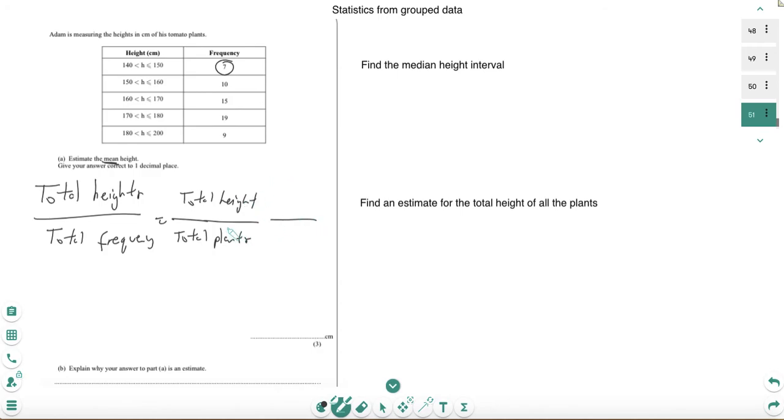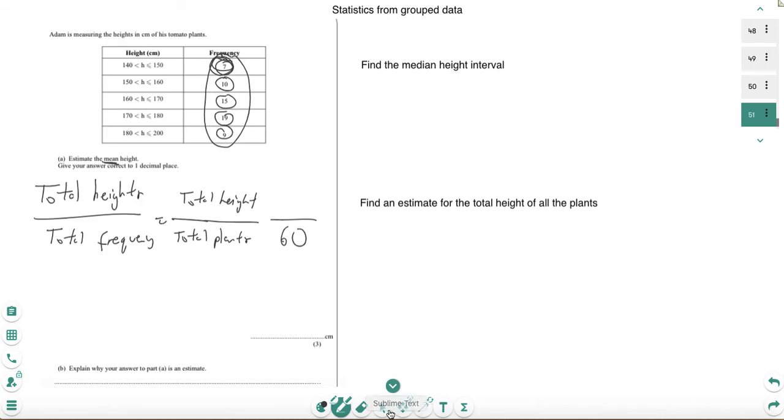So how many plants, let's start with the bottom. How many plants are there in total? So there's 7 plus 10 plus 15 plus 19 plus 9. Because there's 7 plants which are between 140 to 150, 10 plants between 150 and 160. So these frequencies just refer to the number of plants. Let's add up all those values to find the total number of plants: 7 plus 10 plus 15 plus 19 plus 9. That's 60. There's 60 plants in total.